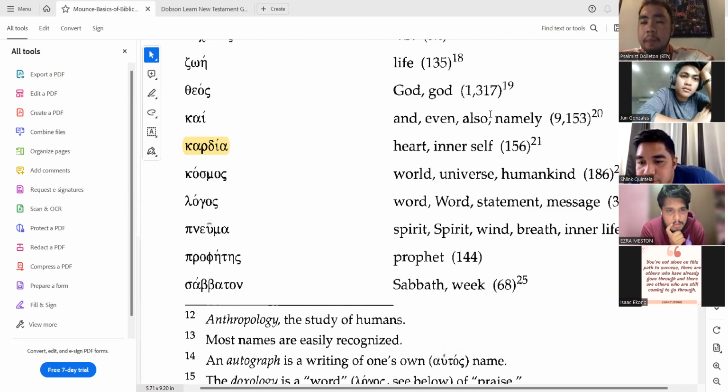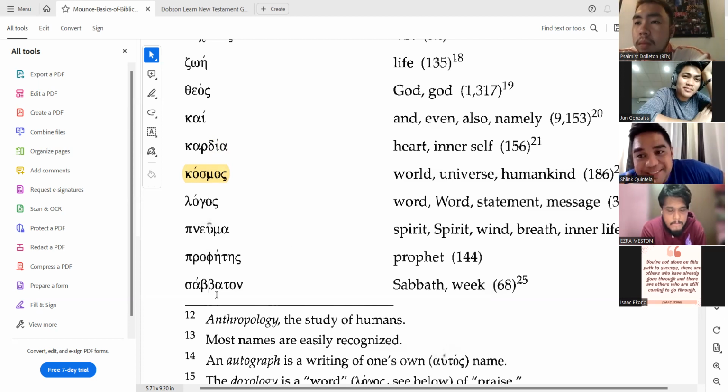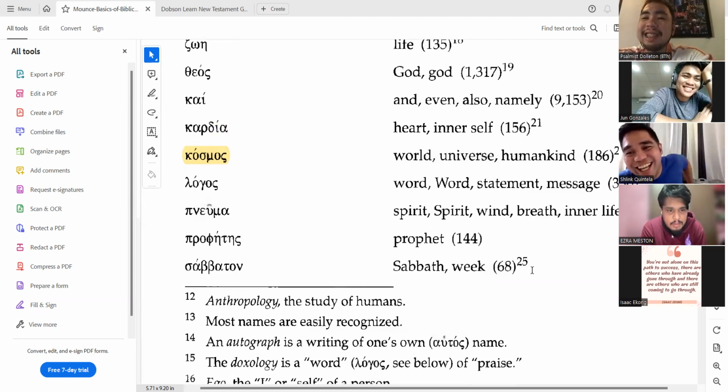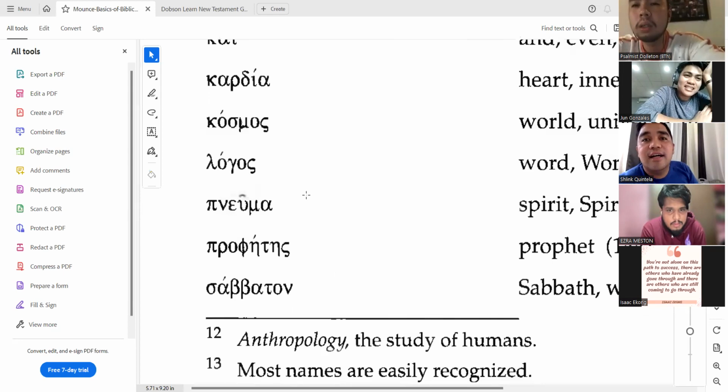So the word cardiac arrest means the heart is having an attack, a heart attack. And then this one. Cosmos. Good, cosmos. From the word cosmic. Like Thanos, with the gauntlet. Okay, okay. And go back to Ezra, this one.